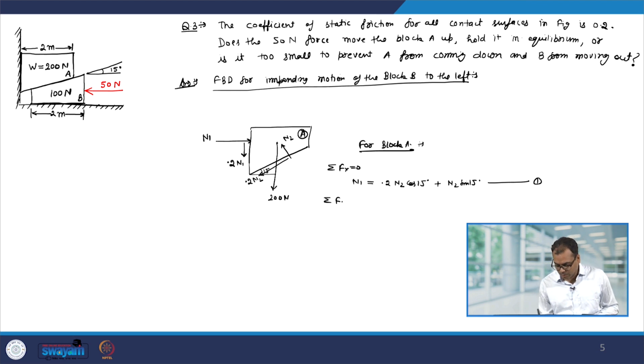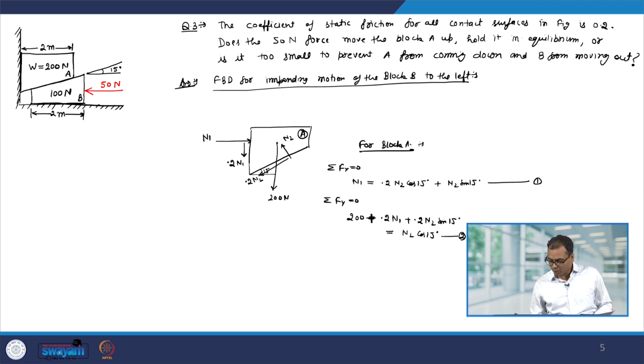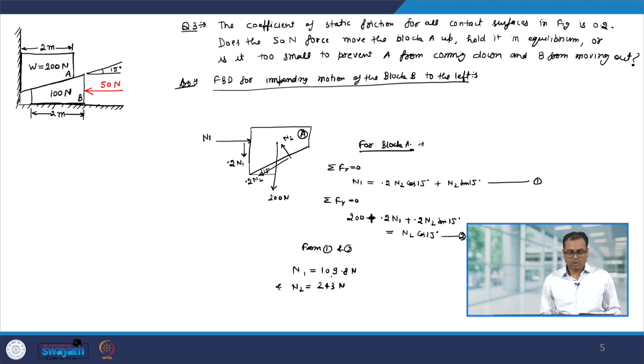Now, let us balance the forces along the y direction. So, along the y direction we have 200 Newton force, its weight, plus 0.2 into N1, that is also acting downwards, plus 0.2 N2 sin 15 degree equal to N2 cos 15 degree. So, from equation number 1 and equation number 2, we have two unknowns and the rest of the parameters are given. So, from 1 and 2 we can find N1 and N2, and N1 comes out to be 109.8 Newton and N2 comes out to be 243 Newton.